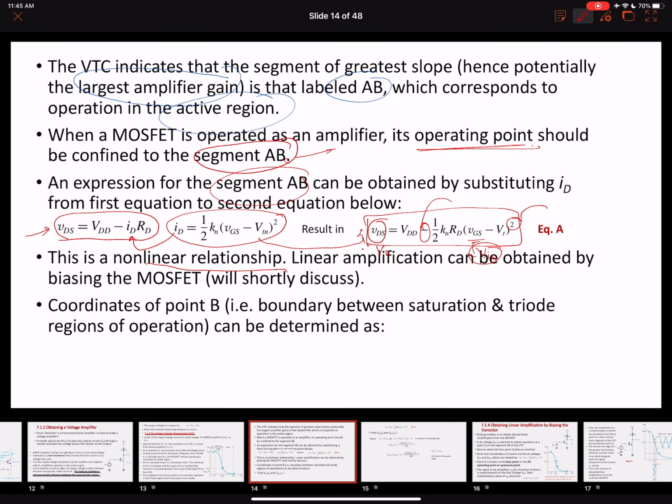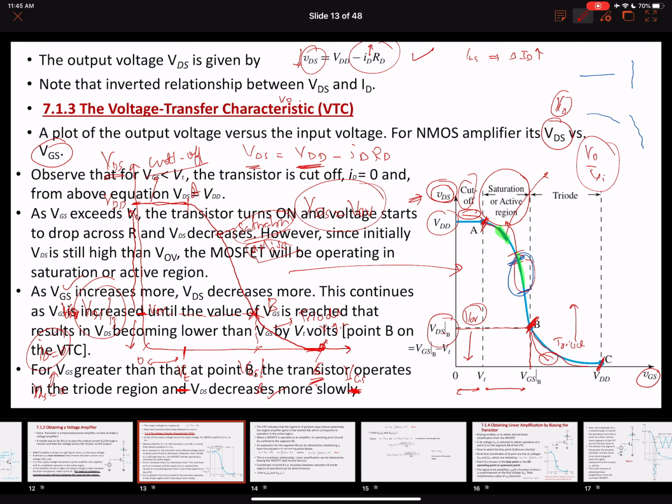The important thing is determining the coordinates of the point B, which is the boundary between the saturation and the triode regions of operation. If we find these points, we can make sure that our transistor during operation will not enter into the triode region. So these points are helpful in obtaining linear amplification, and also in making sure that when our input voltage is varying, our transistor will not enter into the triode region or move away from the saturation region.